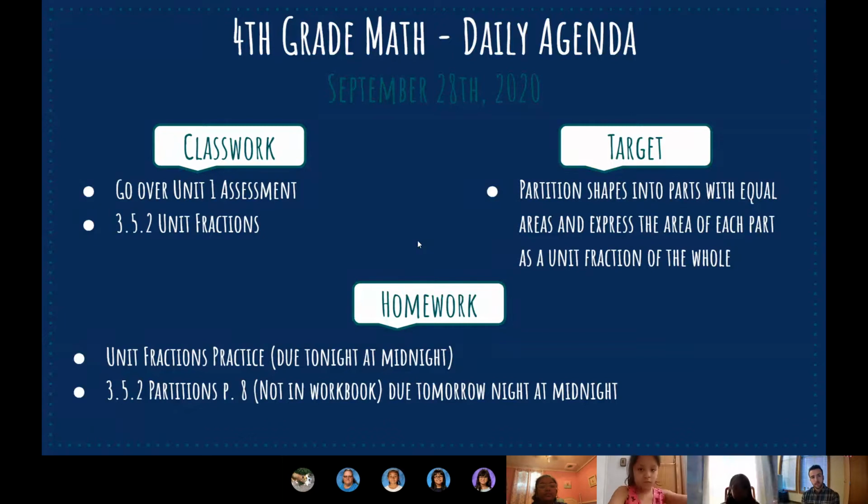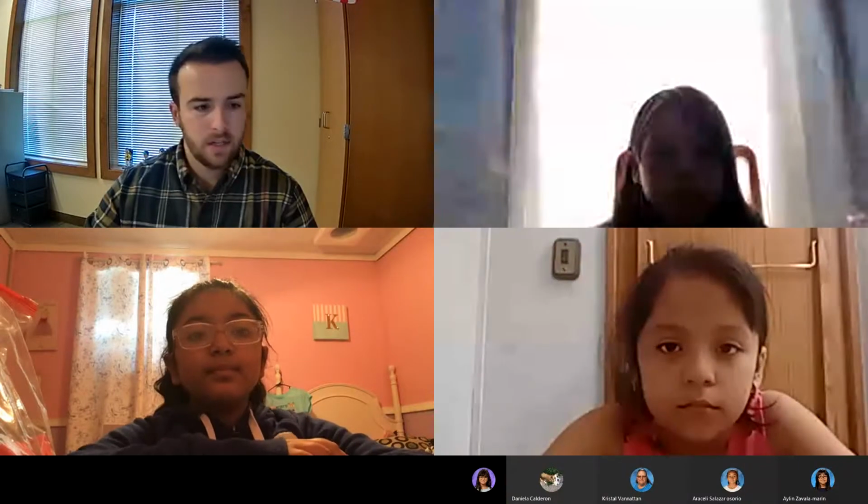Homework for today. Unit fractions practice, that was from last Thursday. It's due tonight at midnight. And then I just assigned 3.5.2 partitions. It's page 8. It's not in your workbook. So don't go looking for it in your workbook because remember, we're kind of backfilling with some 3rd grade material before we get into the 4th grade book again. So this will be in your packet if you have it or on Teams, and it's due tomorrow night at midnight. Okay, so I'm going to stop sharing my screen.